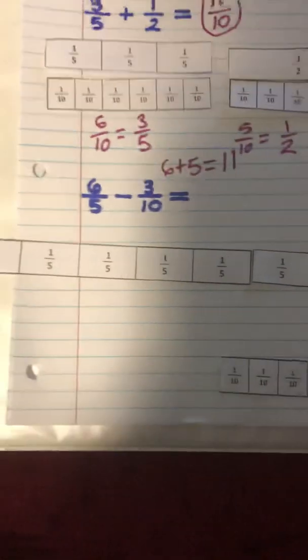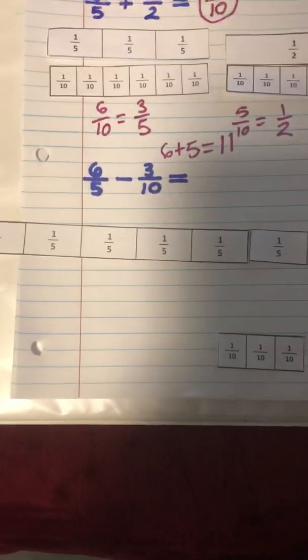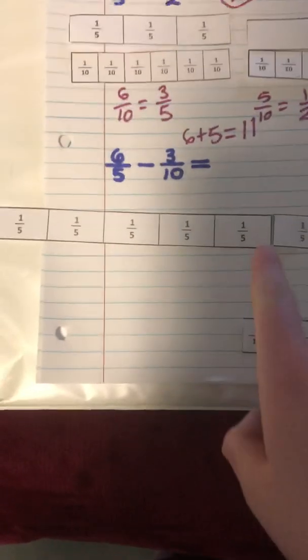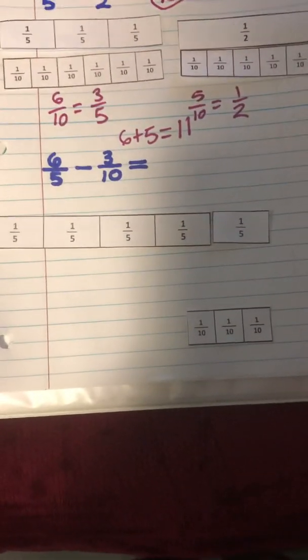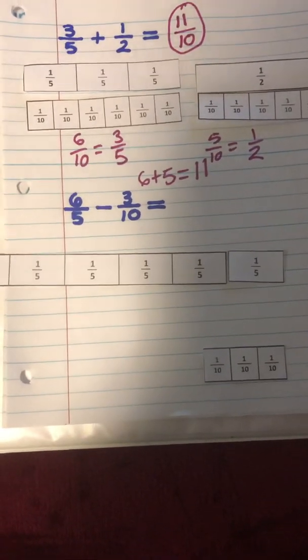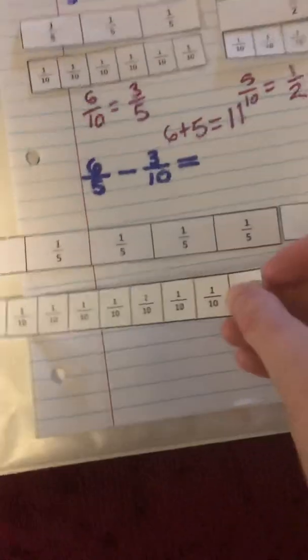All right, then we added our 3/10, and we can see that 5 goes into 10. So we already have our common denominator this time. So we just need to see how many 1/10 goes into 6/5. So we're going to get our fraction bars again, and we're going to evenly place them as best as we can.